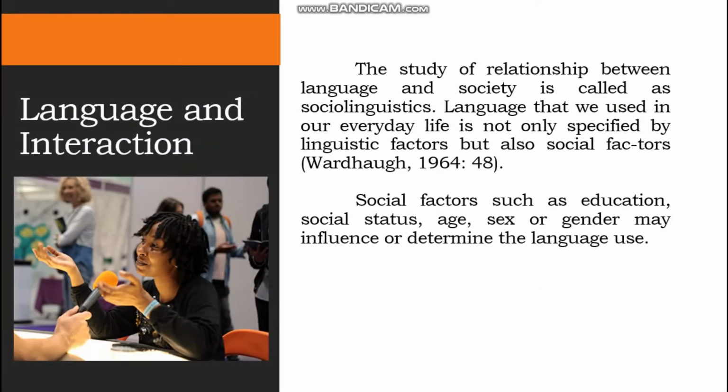Let's proceed to the first literature review, which is language and interaction. The study of the relationship between language and society is called sociolinguistics. Wardhaugh in 1964 said that the language we use in our everyday life is not only specified by linguistic factors but also by social factors. Moreover, social factors such as education, social status, age, sex, or gender may influence or determine the language used.